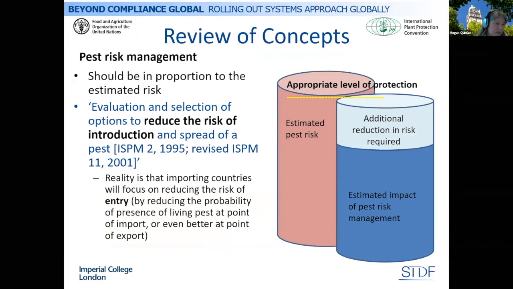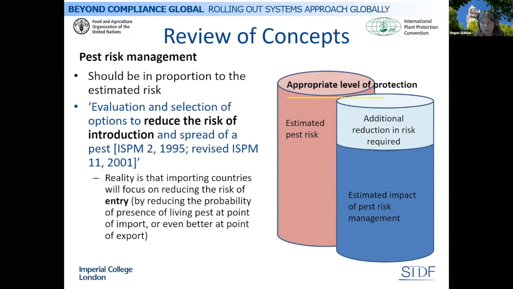The definition of pest risk management is the evaluation and selection of options to reduce the risk of introduction and spread of a pest. And so you estimate how much risk there is, and you have possibly put together some sort of management plan, but maybe you have to add additional things in order to reach the appropriate level of protection of the importing country.